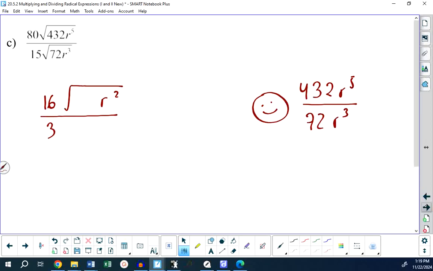And 432 divided by 72, I'm going to guess is 6. Is it 6? So you divide the coefficients, which in this case meant simplify them as a fraction. You divide the radicands and you're left with a radical of root 6r squared, because this is 6r squared over 1, right? Can we simplify this? Yes.